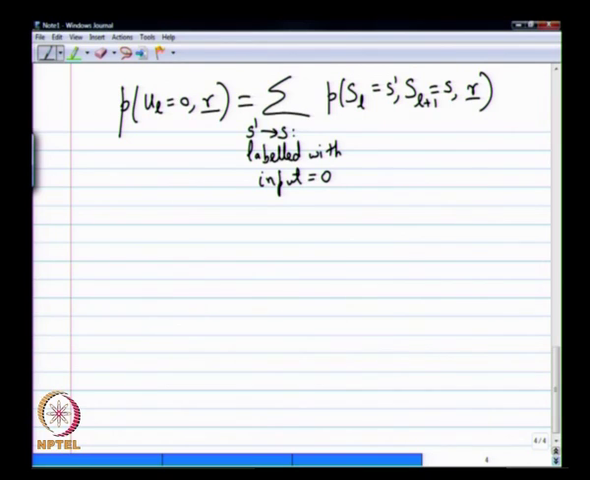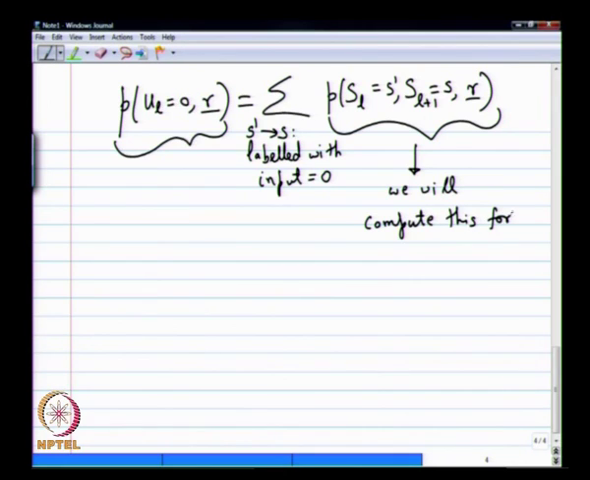So if I want to compute this, what I really need to compute is these terms, which we will compute in the BCJR algorithm, for each S prime and S. Is that okay? Now it is also clear what will happen if I want to compute the probability of UL equal to 1 comma r. You have to do the summation over S prime and S labeled with input 1, that is all.